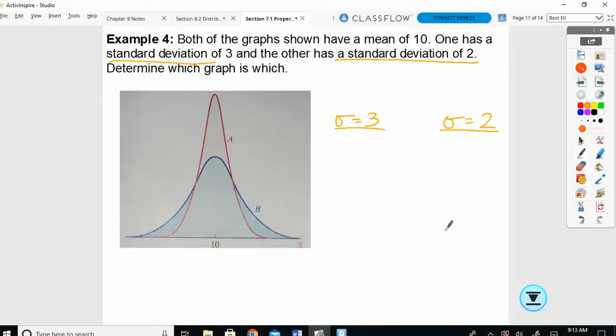So how would you tell from a graph what the standard deviation is? If it's a longer standard deviation, it's wider. Right. The higher your standard deviation, the more spread out it's going to be. So my bigger standard deviation is 3, so which graph is more spread out? B. It's a wider graph. And then that means A has to have a standard deviation of 2. So the smaller standard deviation makes a narrower curve.